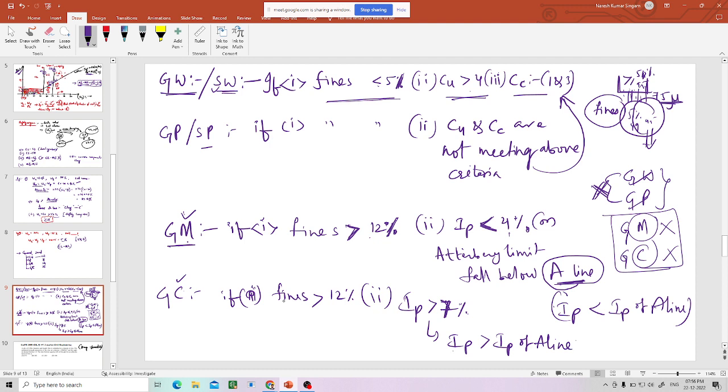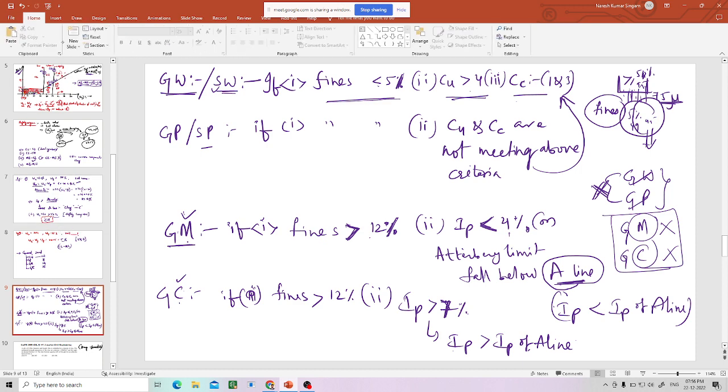So if real IP is greater than IP of A line, we already know that it is clay. So clay percentage is more than the silt percentage. So it is clayey gravel. If IP is falling less than A line, then it is silt, as we know. So if the fines are greater than 12, that's how it is GM or GC. If fines are less than 5, it will become only gravel, well graded or poorly graded, depending upon the gradation representations.